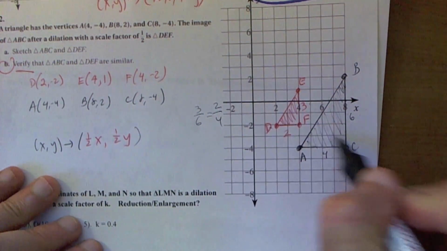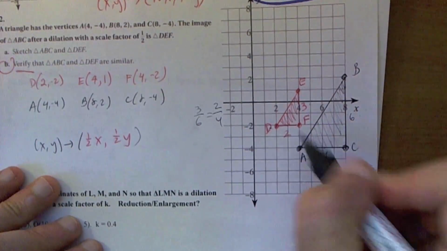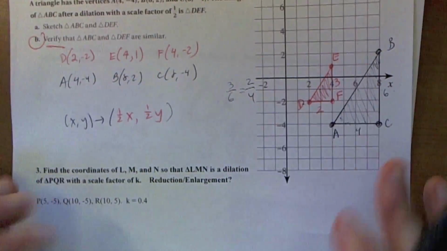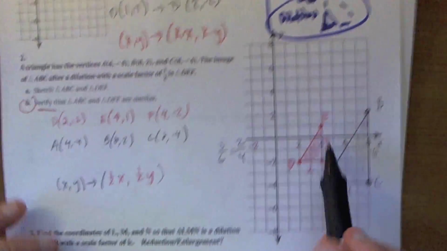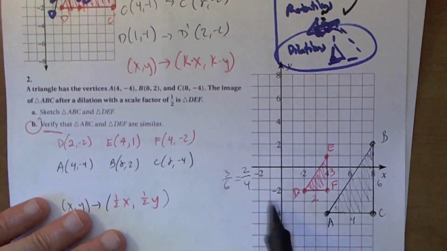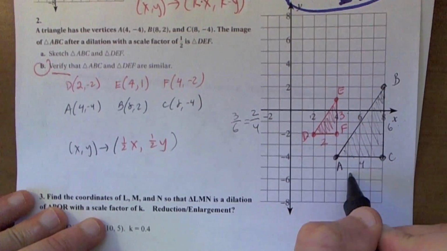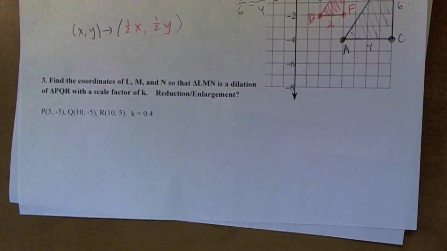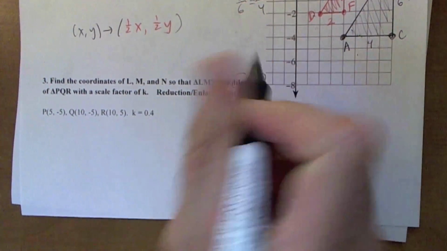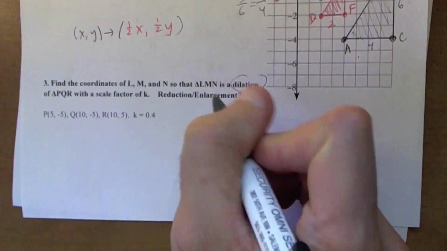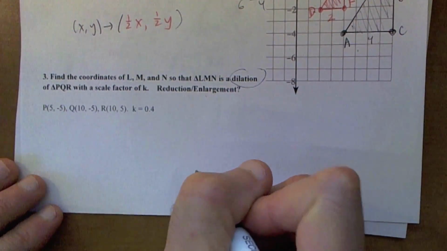The angles are congruent. You could measure it with the protractor, but suffice to say, this is not a proof, but yes, they are similar. So in other words, a dilation does indeed produce similar figures where the sides are proportional and the angles are congruent. Okay. Next, let's find the coordinates of L, M, and N so that triangle LMN is a dilation with a scale factor of k. Is it a reduction or an enlargement?